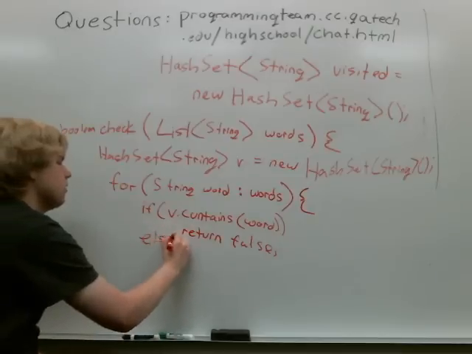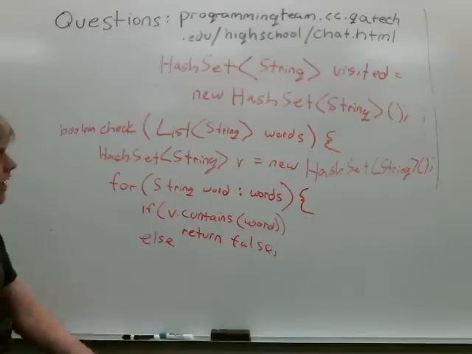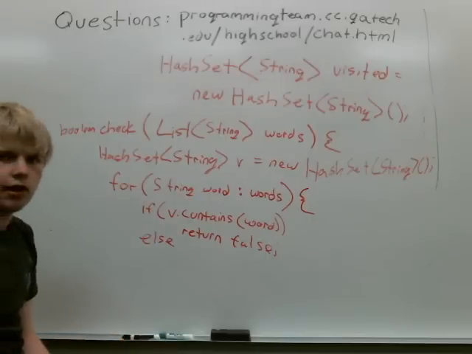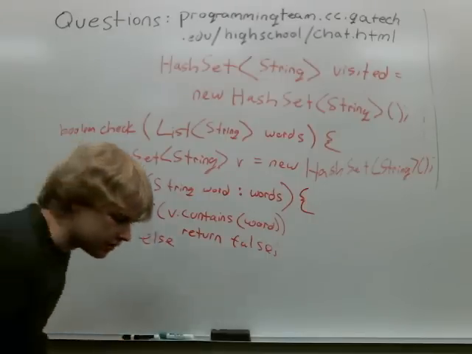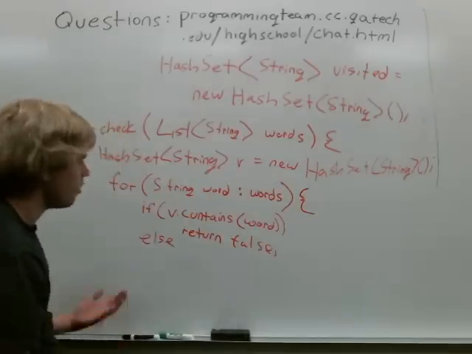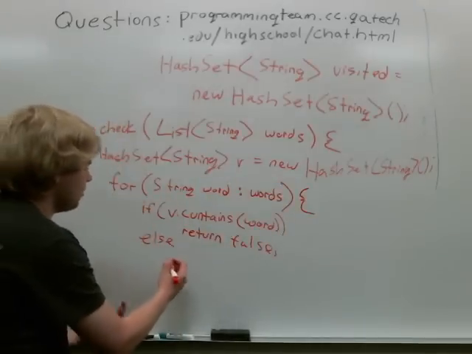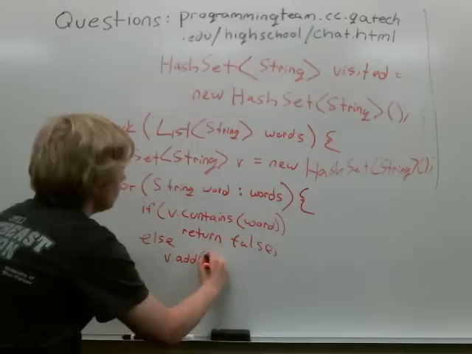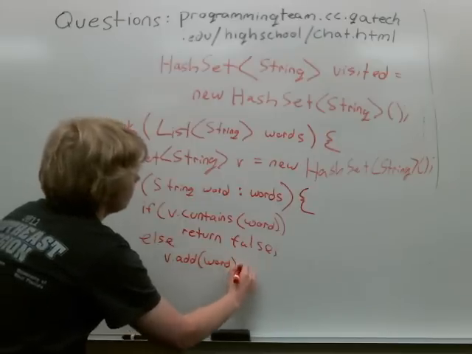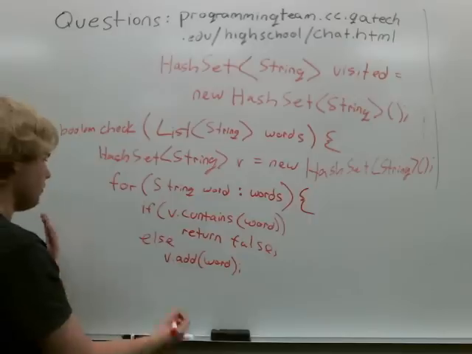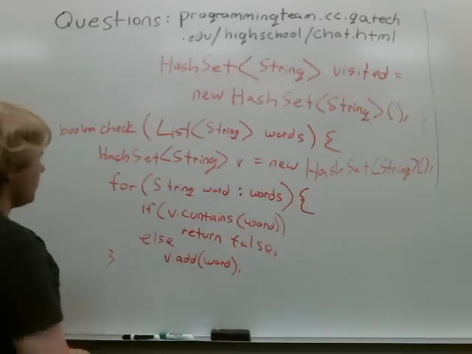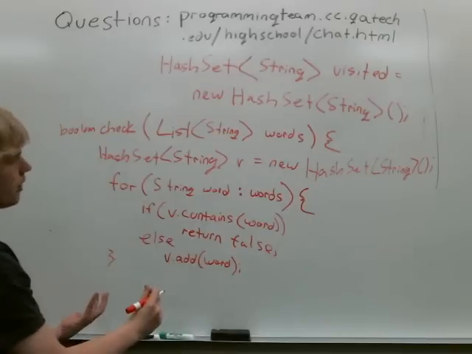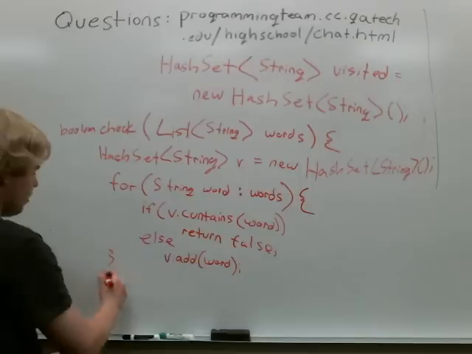Else, if the word has not been said yet, well, we need to update our visited list so that if it's said in the future, we see that it has already been said. So all that's going to entail is adding it to the visited list. v.add(word). So there we go. That's the entire method to check if the game is valid or not.